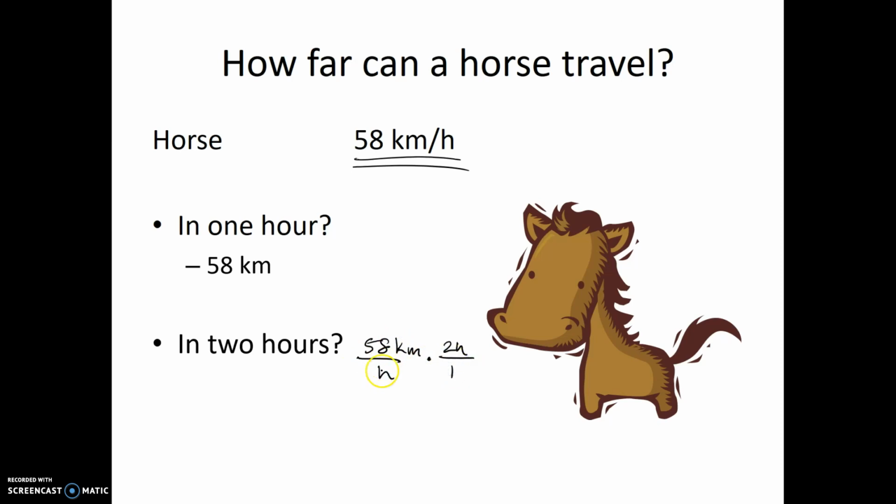And if we do that, check this out. This is nifty, you guys. A little cross-canceling with our units helps us out in this unit. In 2 hours, he's going to travel 58 kilometers times 2, which is going to be 116 kilometers. Assuming, of course, the horse can run that fast for that long.